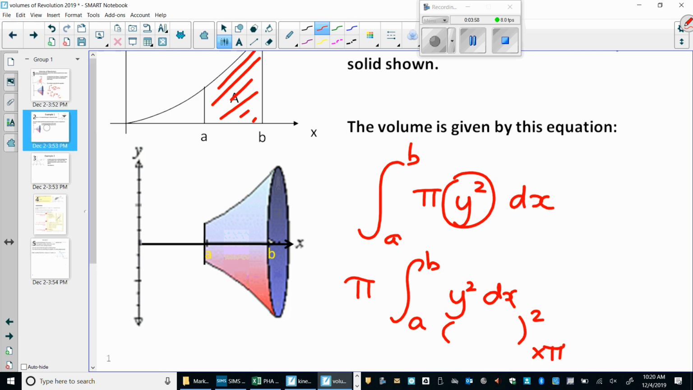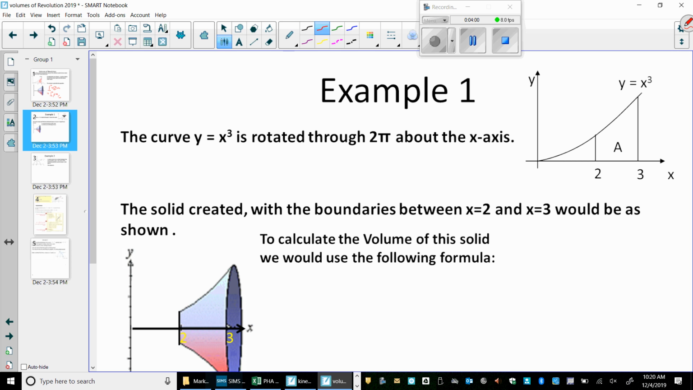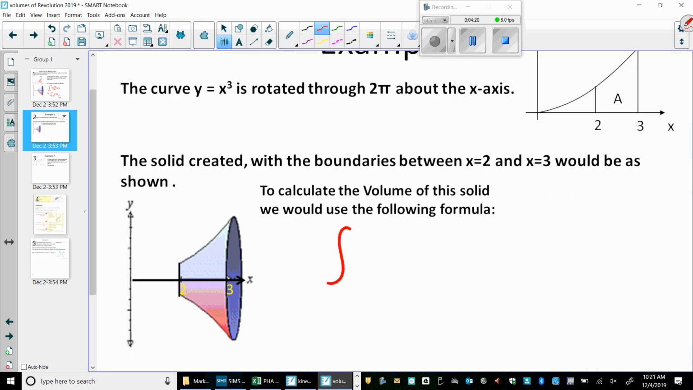Okay, so here's an example. The curve y equals x cubed is rotated through 2 pi about the x-axis. Your question will always start talking about things like that. The solid created with the boundaries between x equals 2 and x equals 3 would be as shown. So for the volume of this solid, we would use the following formula. We've got the integral between 3 and 2. Let's keep our pi to the front. We've got x cubed, and we are squaring that.